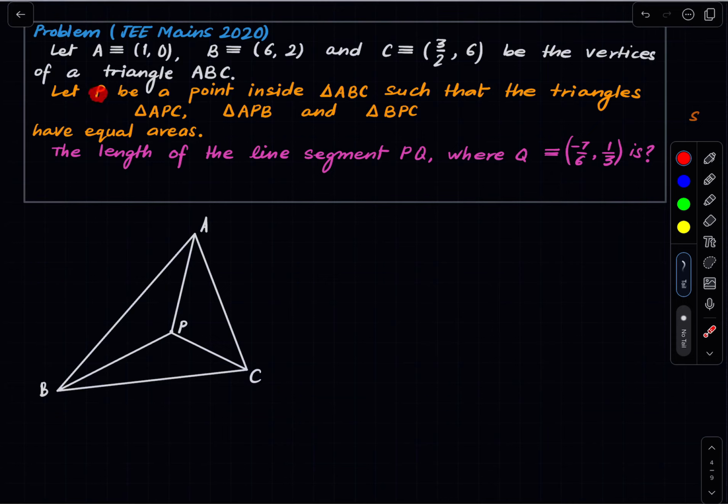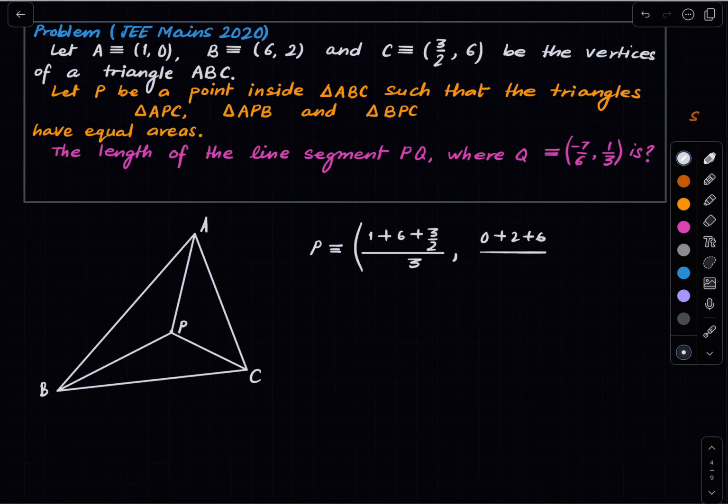So anyway, P is necessarily the centroid, and therefore we can find its coordinates, because the coordinates of the centroid are: add the x coordinates, divide by 3, and add the y coordinates and divide by 3. So the point P is nothing but 1 plus 6 plus 3 by 2, divided by 3, comma 0 plus 2 plus 6 divided by 3, which is, God knows what that is, 7, 14 plus 3, 17 by 6, comma 8 by 3.